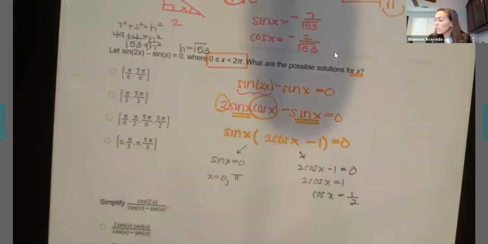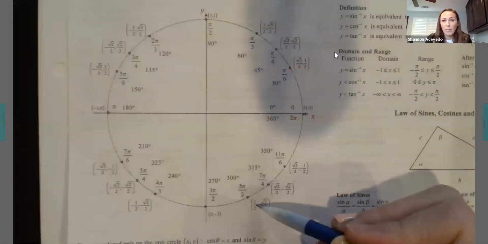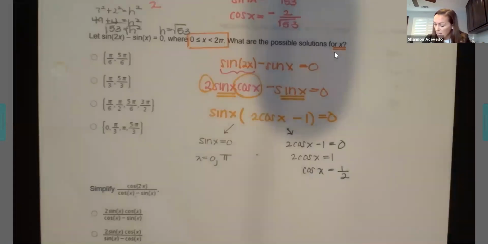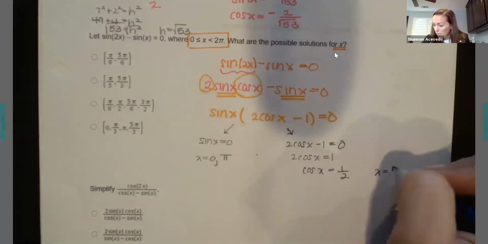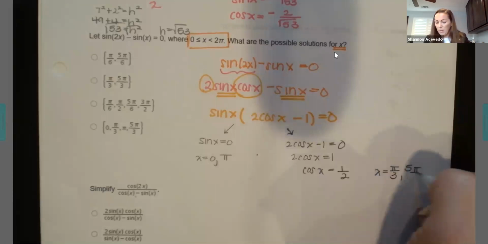And then I look to see when is cosine 1/2. When is cosine 1/2? Cosine, my x value, is 1/2 here at pi over 3. And cosine is 1/2 here at 5 pi over 3. So those also have 2 solutions. So x here is going to be pi over 3 and 5 pi over 3.